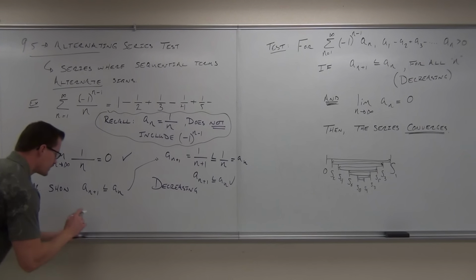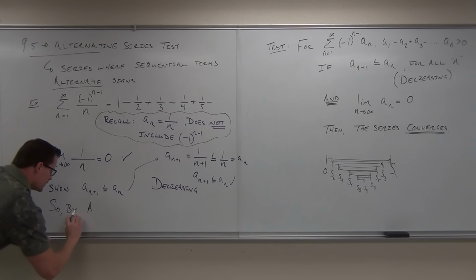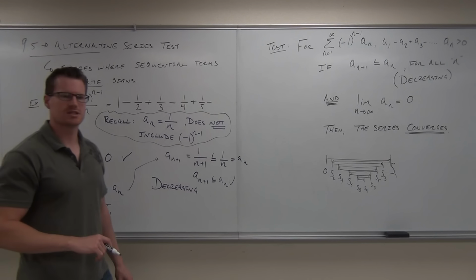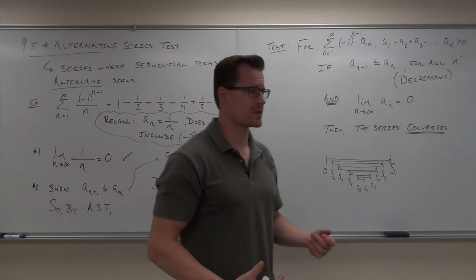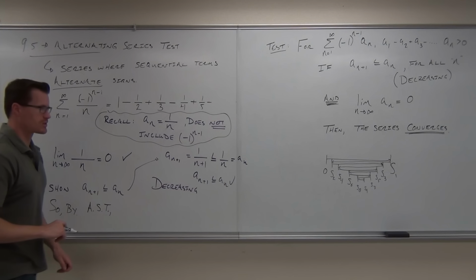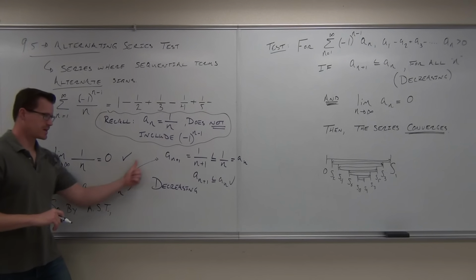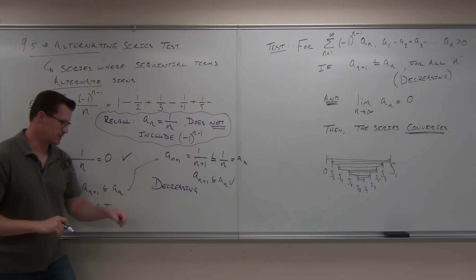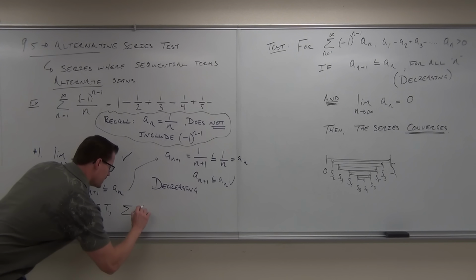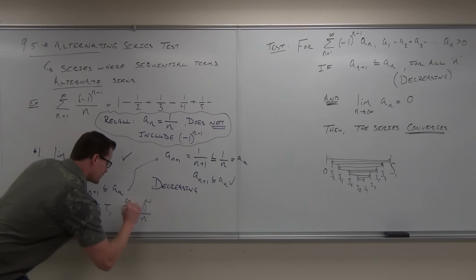So we write it this way. By the alternating series test, yes, you have to state what you're using here. There's going to be a lot of tests, so state what you're using. By alternating series test, because it passed the divergence test, because our sequence was decreasing, we know that by the alternating series test, the series of negative 1 to the n minus 1 over n converges.